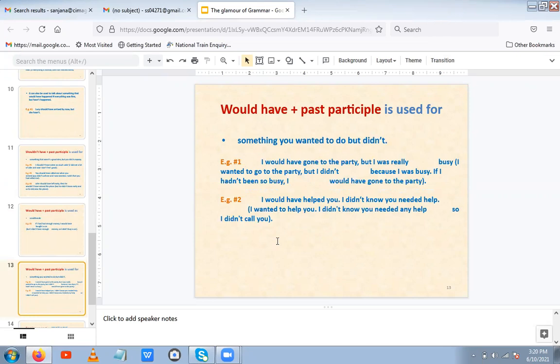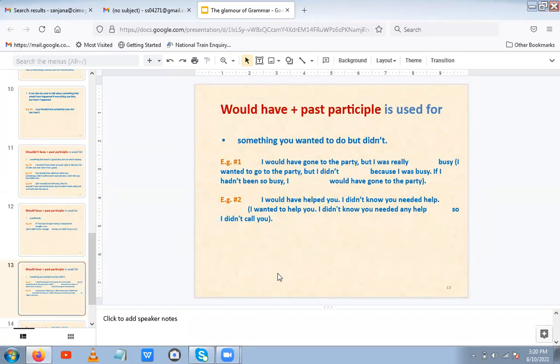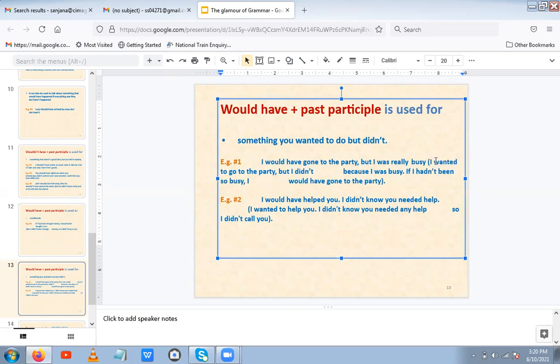Would have plus past participle is used for something you wanted to do but didn't. Something you really wanted to do. Like the person says, I would have bought a car if only I had money. So, I would have gone to the party, but I was really busy. It means I wanted to go to the party, but I didn't go because I was busy.